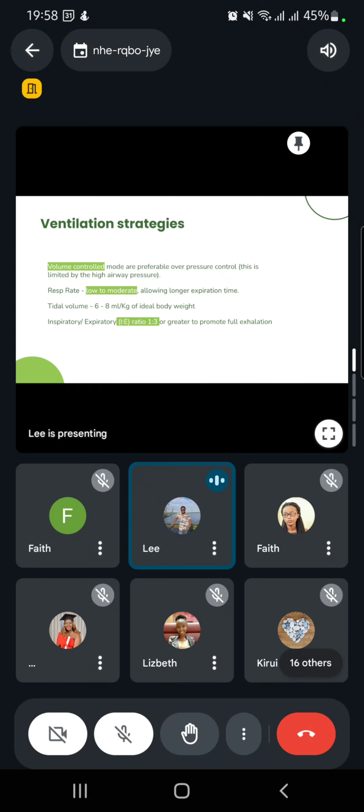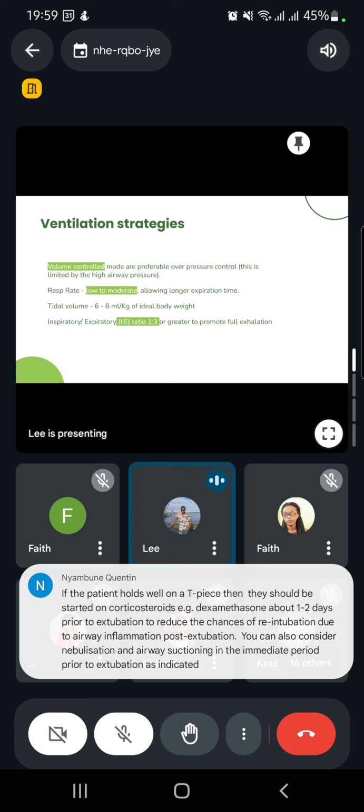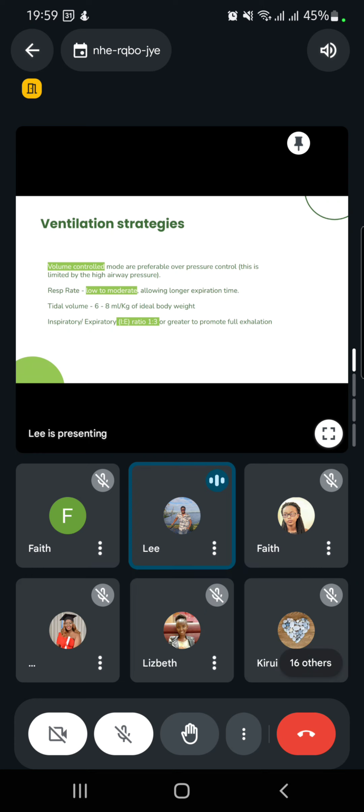So you need to allow the body to expel that volume of air that you have delivered, and it takes its time. It's not like inspiration where you can sort of force it down with the machine. Sometimes you could even go greater to promote a full exhalation. The whole point of this is to try and avoid the auto PEEP, the positive pressure that keeps on building with every breath. And like Faith said, your tidal volumes are between 6 and 8 ml per kg of ideal body weight.